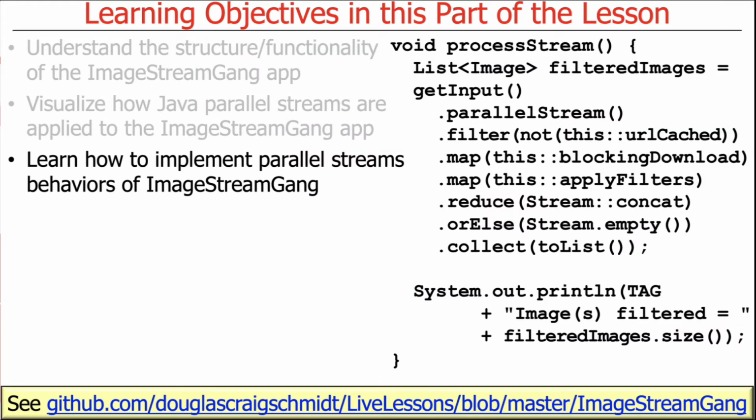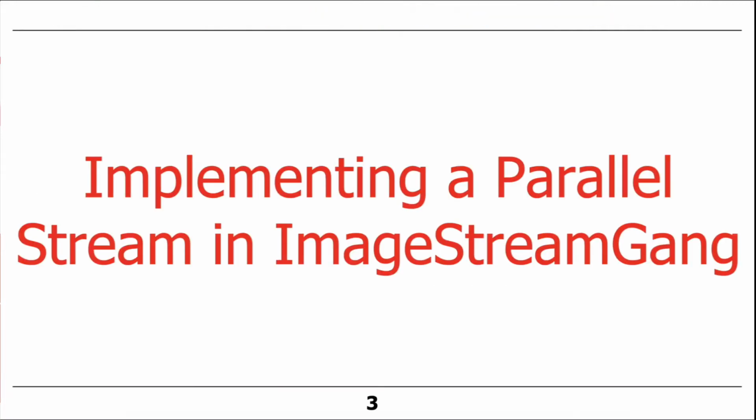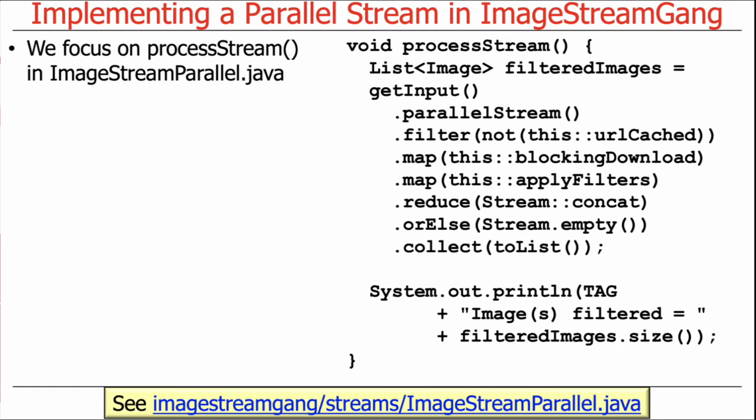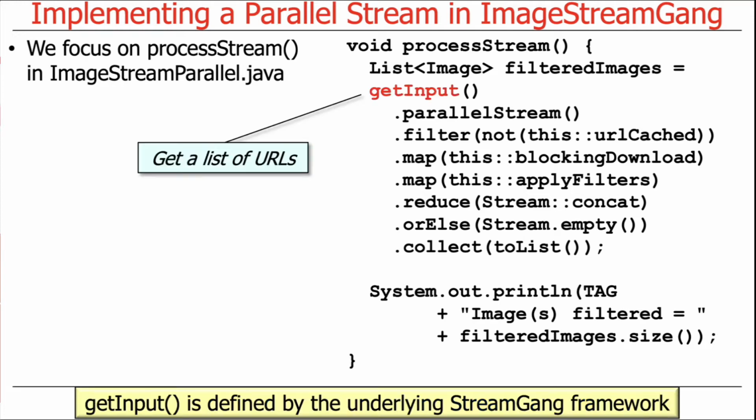And hopefully by the time we get here, you have a bigger picture view of what's happening, so the source code will make more sense. So we're going to focus on the implementation of the process stream hook method in the ImageStreamGang parallel.java file, which you can see at this link once I upload the slides.